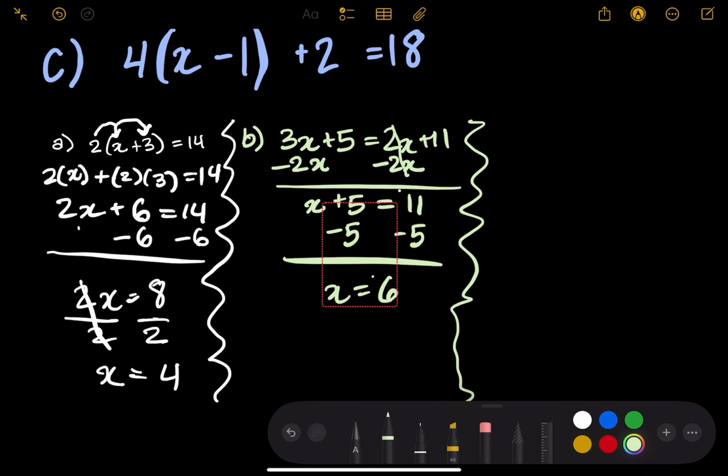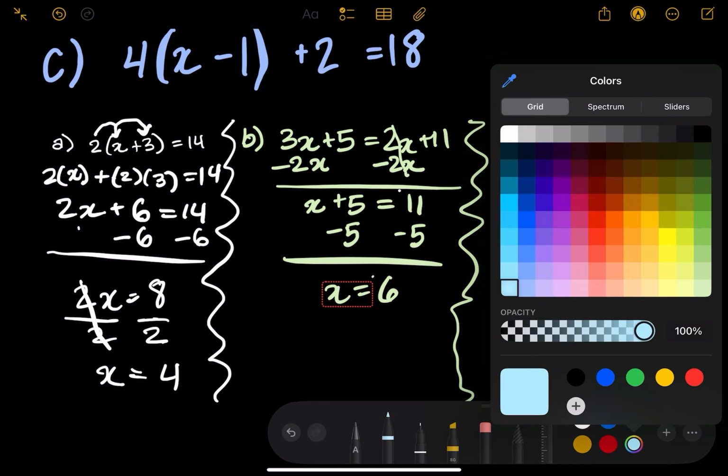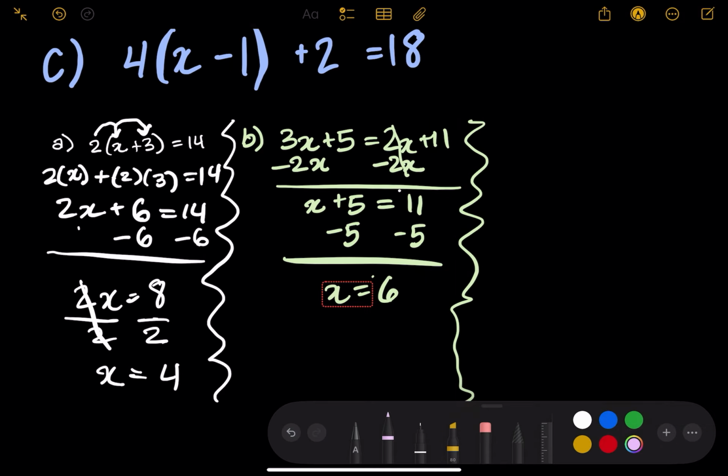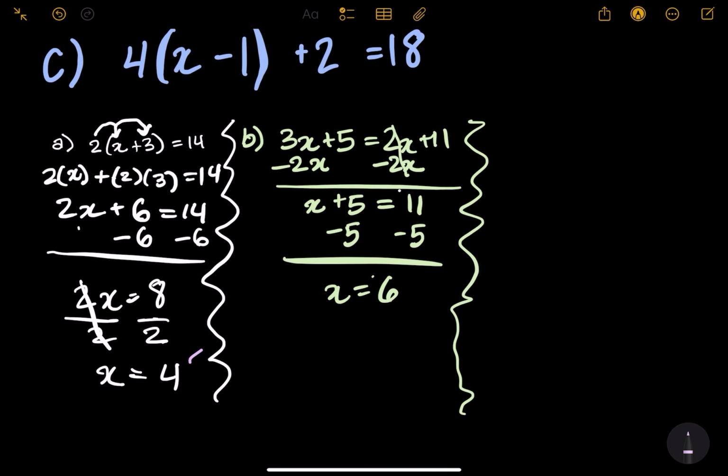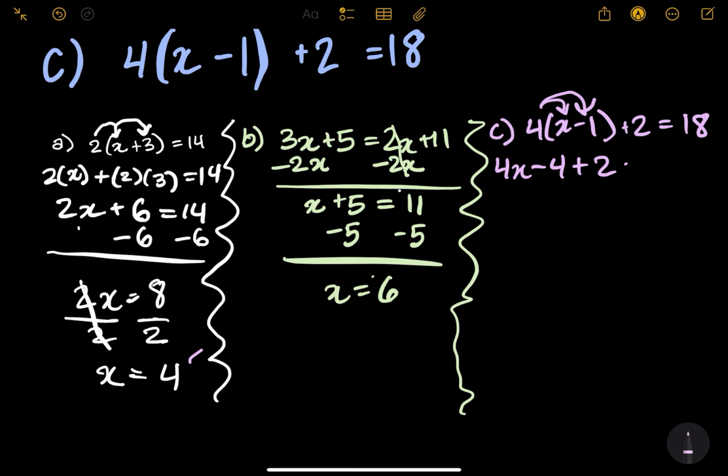Now we're on to C. Let's do this one in purple. Next we have C. 4 times x minus 1 plus 2 is equal to 18. First, we're going to distribute. 4 times the x is 4x. 4 times the negative 1 is negative 4. Plus 2 equals 18. Combine like terms. 4x minus 2, because negative 4 plus 2, a positive 2, is a negative 2, equals 18.